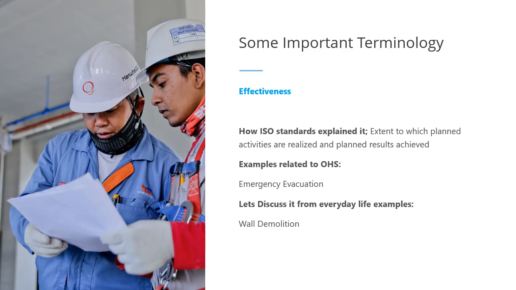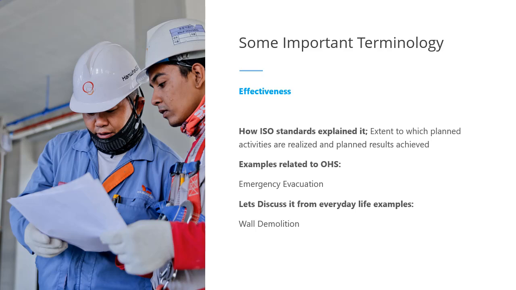You used a hammer to do this job. You worked 8 hours and made 1,000 strokes with the hammer. But at the end of the day, you were unable to demolish even a single brick of the wall. Although you did your best, still the whole exercise was not effective. Effectiveness in an OHS context is how well the procedure has been able to perform to achieve the desired results for which the procedure was established.